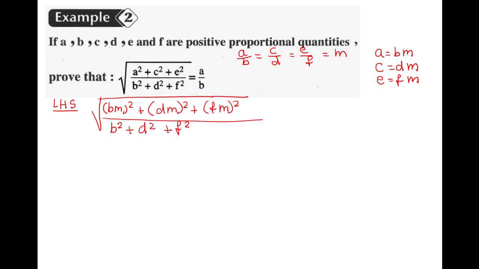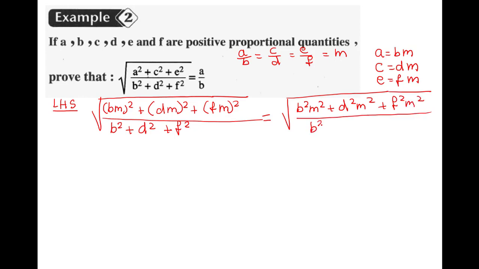Why did I keep them as they are? Because I have them here in the numerator. This will give me the square root of b squared m squared plus d squared m squared plus f squared m squared over b squared plus d squared plus f squared.